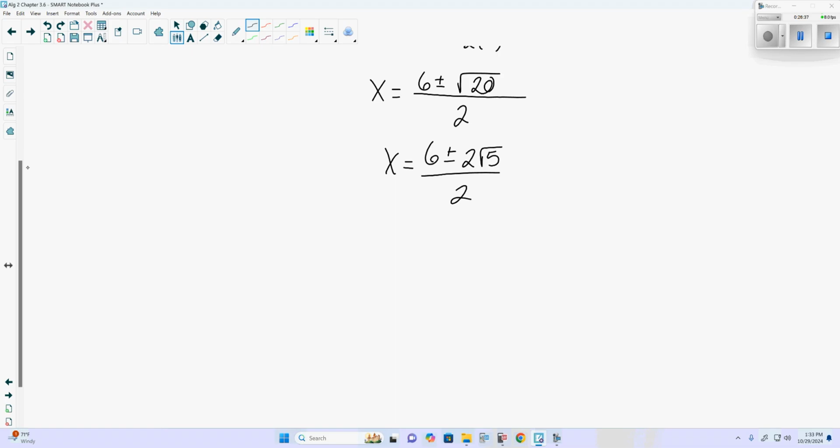Questions on how we got to this here? Do all three terms, 6, 2 square root of 5, and 2, have a greatest common factor? Well, yes, they have a greatest common factor of 2. If I divide the 6 here by 2, what do we get? 3. If I divide the 2 square root of 5 by 2, we get the square root of 5. And our denominator of 2 divided by 2 is 1. So the denominator we don't have to write, but just reduces this to x is equal to 3 plus or minus the square root of 5.